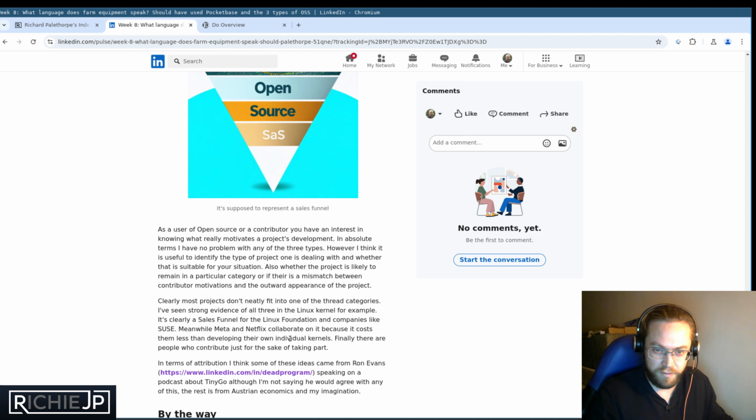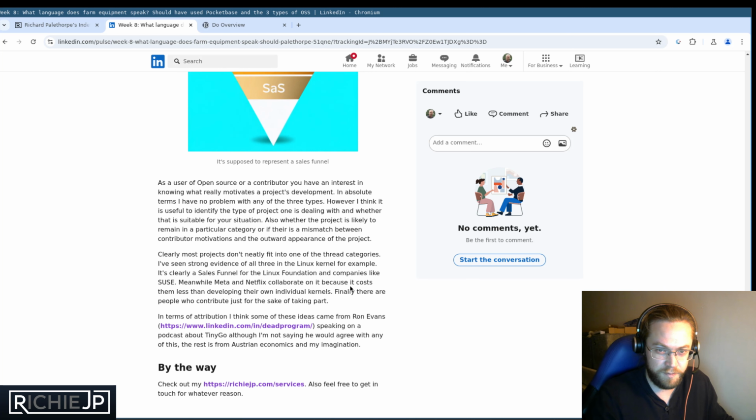It's mostly true for Google as well, I guess, but they do actually make operating systems on their own. Finally, there are people who contribute just for the sake of taking part. Yeah, there's definitely some people who contribute to Linux because it's such a big project, and people see that as the place to go and get their finger in operating system development.